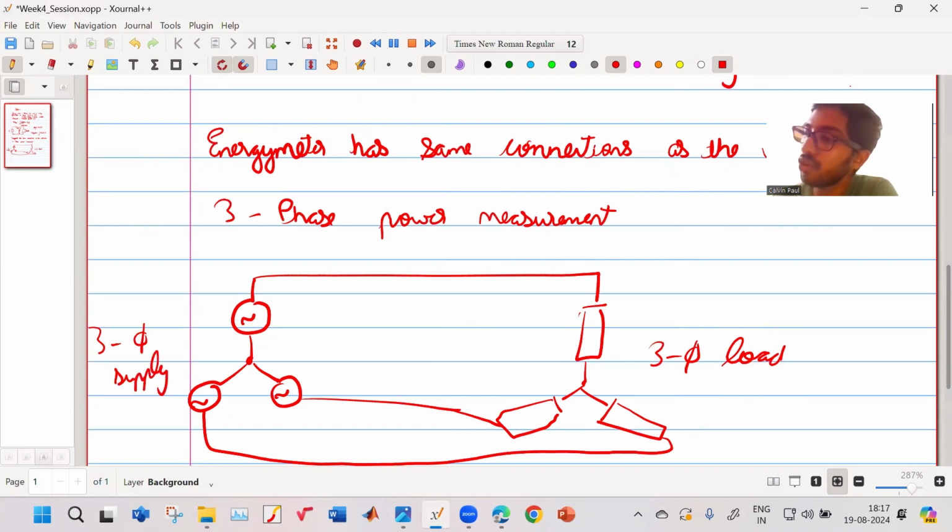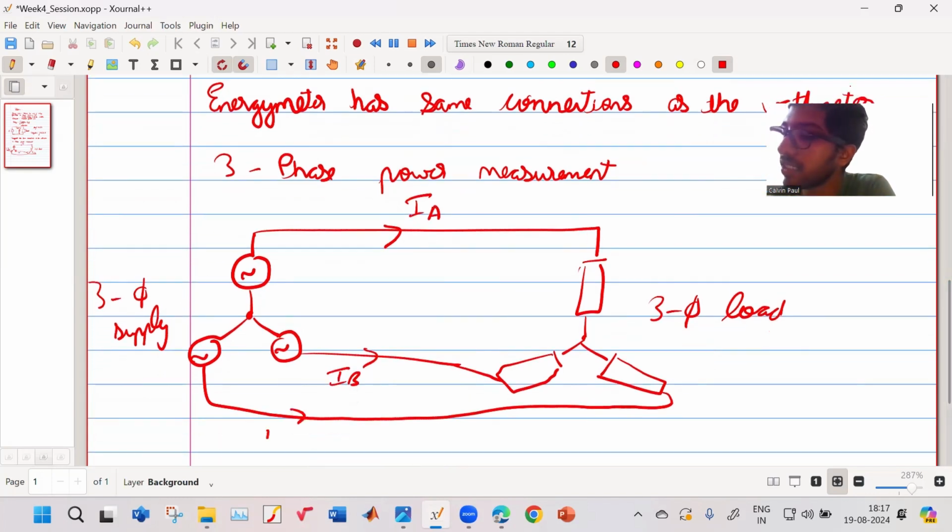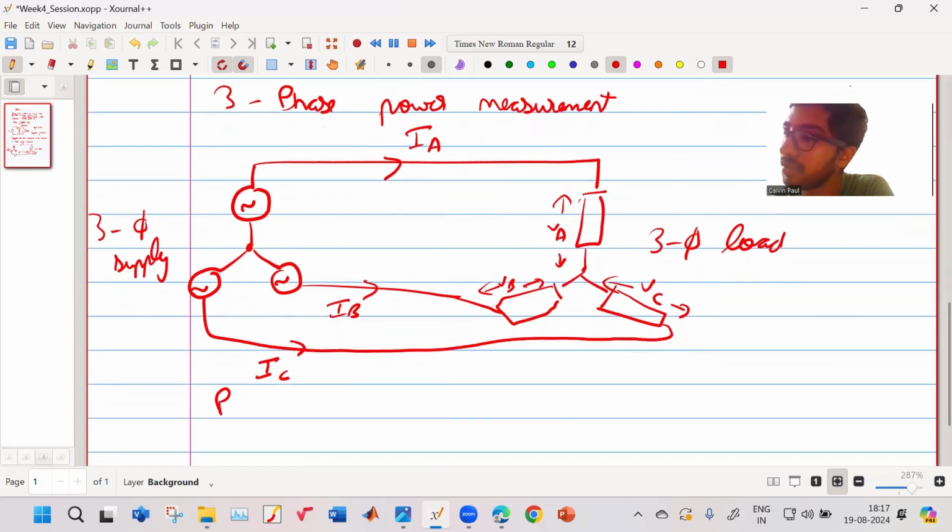So now if you want to measure power, there is some certain current, let's just say this is current IA, this current IB, this some current IC. And this is the voltage VA, this is the voltage VB, and this is the voltage VC. So your power is actually VA into IA plus VB into IB plus VC into IC.